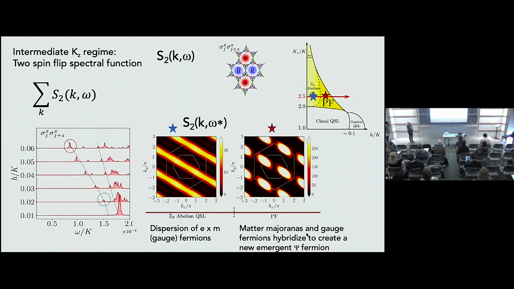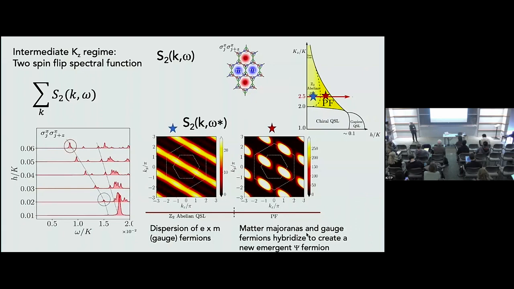At some intermediate Kz, you have the gauge sector at low fields, but as you increase the field, the Majorana fermions come down in energy. And these two are from the same superselection sector, so they can hybridize. And so in the primordial phase, you have both the gauge charges and the matter charges hybridizing. And the signature of that is some of the linearly dispersing spectrum that you're seeing here. You can get some places in the spectrum where, because of the hybridization, you have no weight.